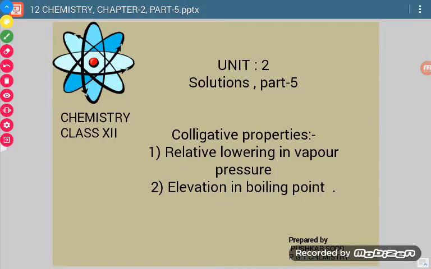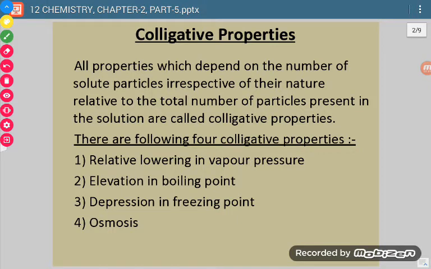So today we are going to discuss colligative properties, and we will be discussing two of them. First is relative lowering in vapor pressure and second is elevation in boiling point. Now first of all, what do we mean by colligative property?